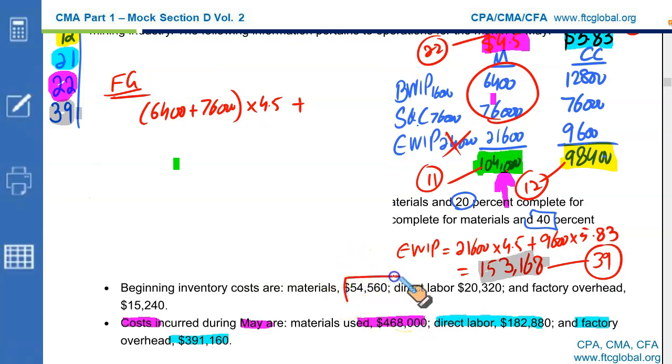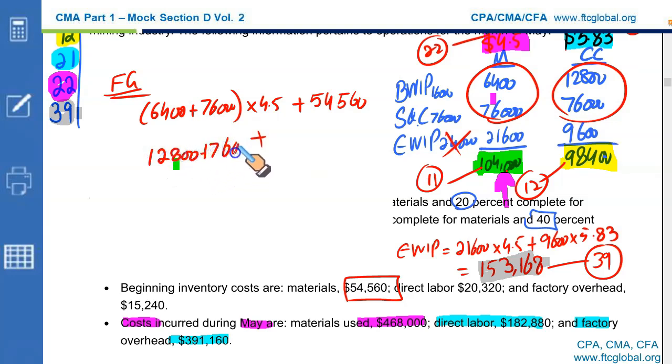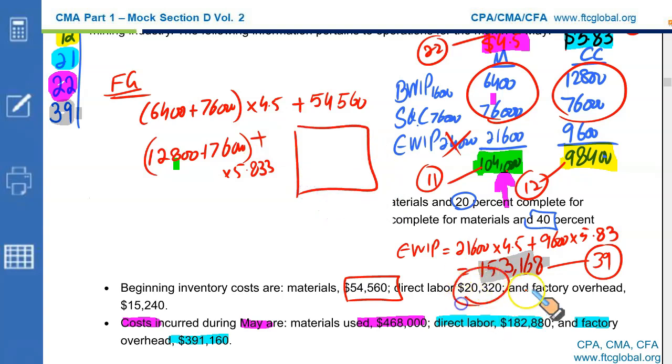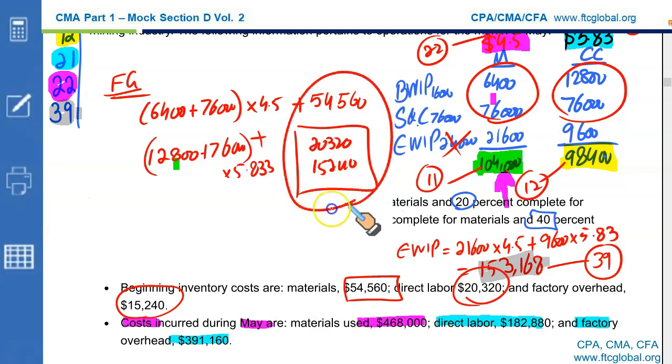Now this was the material in the opening work in process added in the previous period, 54,560. Now what about the conversion cost? These are the units of conversion cost during the current period: 12,800 plus 76,000 multiplied by the 5.833, and to this we add the conversion cost available in the opening work in process, 2,320 and 15,240. This is how we add the previous period cost of material and conversion cost. If you solve this all, it will give you a total of 978,890.